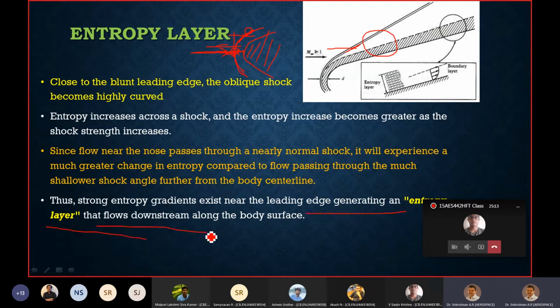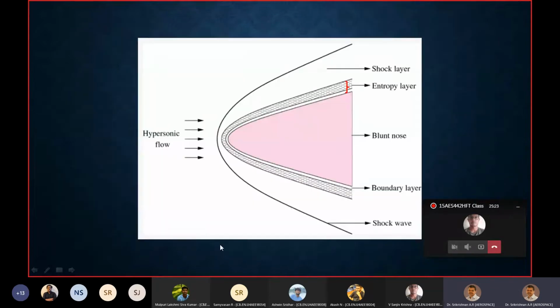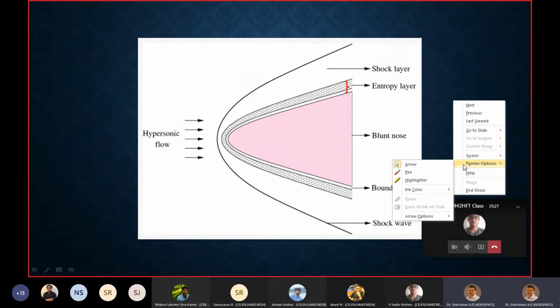That is the boundary, the entropy gradient that is in a direction transverse to the direction of the flow, which has an impact on the aerodynamics and heat transfer of the body. So here it is shown again, the entropy layer.